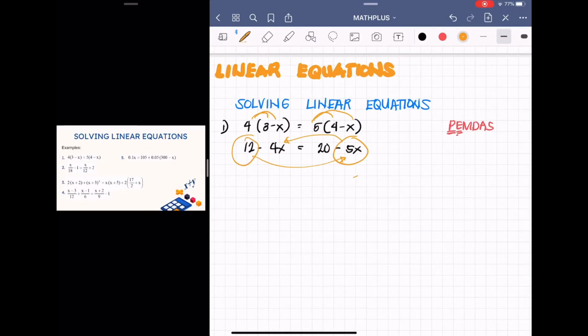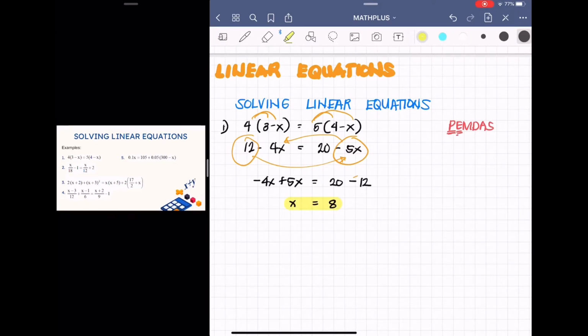So you will have negative 4x, diba? Negative 4x plus positive 5x, if you transpose it, equivalent to 20. And then I'll be moving positive 12 to the right side. That will make it negative. In that case, I will have here x equivalent to 8. And this is our answer.